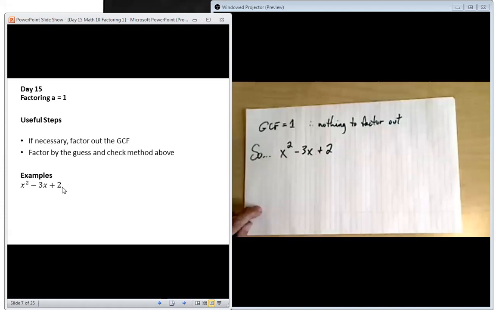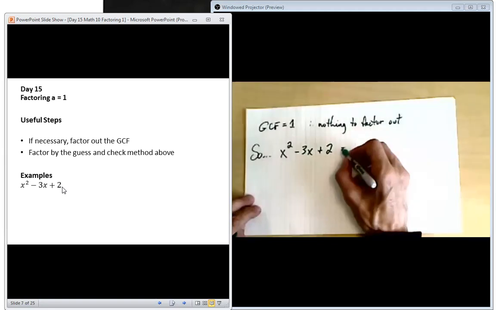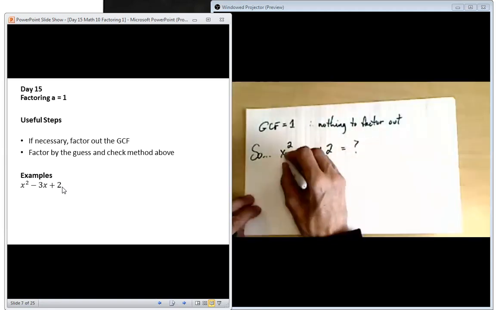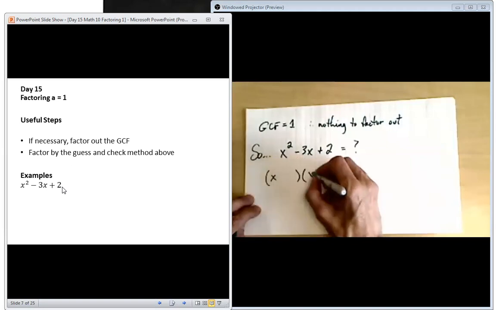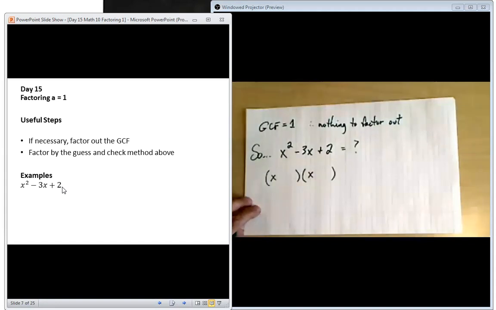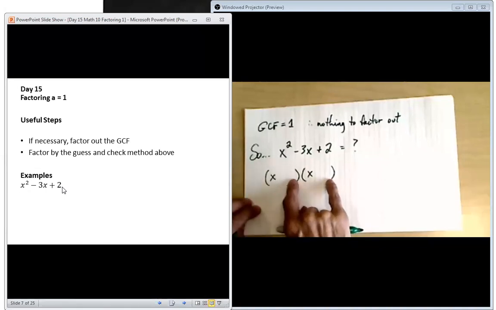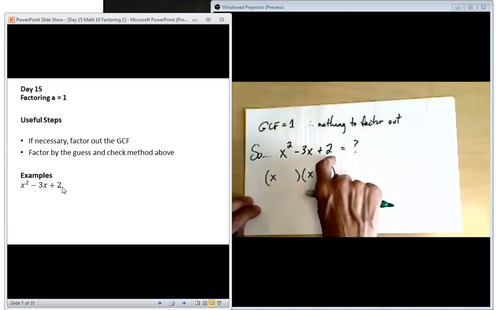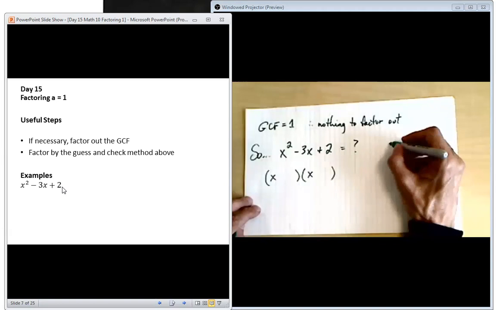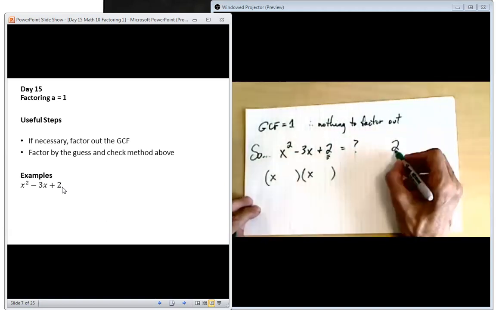And so what do we do? Just like we did before, for sure there's going to be an x in one bracket and an x in the other. And these last two numbers, what do they have to multiply together to give? These two last numbers multiply together to give 2. So what numbers multiply together to give you 2?